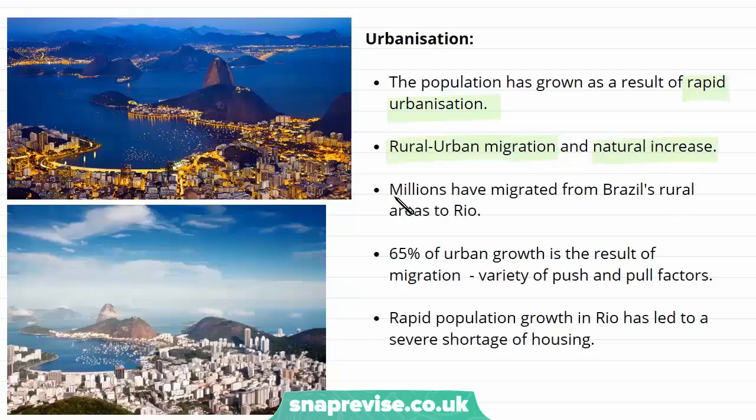And millions of people have migrated from Brazil's rural areas into Rio. Currently, 65% of urban growth is a result of migration, and there's been a variety of push and pull factors that have attracted people to come and live and work in Rio. So the rapid population growth experienced in Rio has led to a severe shortage of housing, and we're going to have a look at some of these issues now.